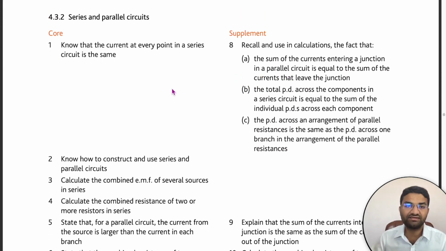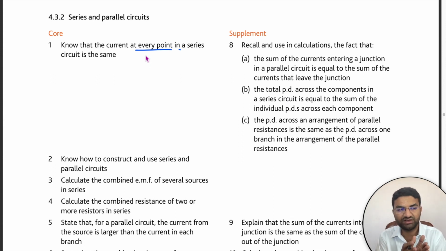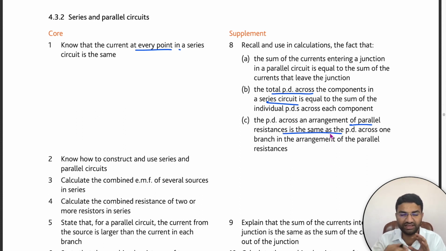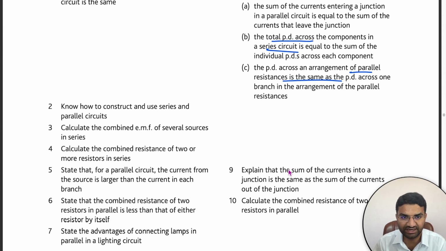Then next, series as well as parallel circuits. For core students there are simple circuits, but for extended students there is also a calculation part: the sum of currents entering a junction and things like that, and the total potential difference across the components in the series circuit. Then for the parallel circuit, you have to understand the potential difference and how it affects things, and what the current is in the series circuit and the parallel circuit. These differences are there for extended students.